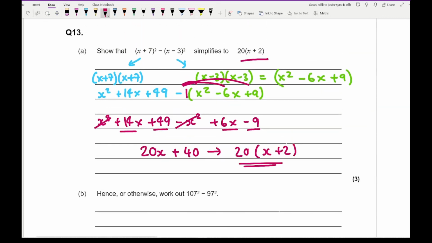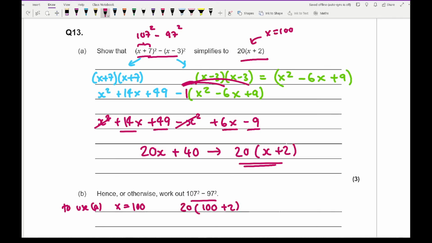The next question then says, hence or otherwise, work out 107 squared take away 97 squared. Now for this, what you want to do is spot links to what this looks like and what this looks like, all of this in entirety. So to use a, basically what you're substituting is a equals 100, because if you substituted x equals 100, this bracket would then become 107, and this bracket would therefore become 97. So all we then need to do is substitute x equals 100 into this, in which we'd get the same answer.